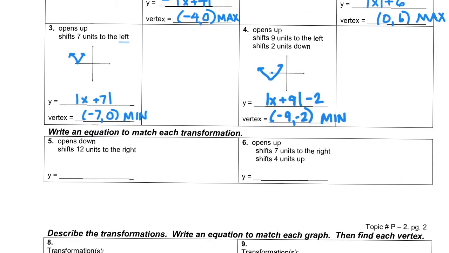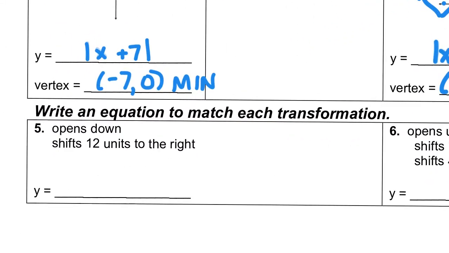Now let's go on to number 5. We're going to write an equation to match each transformation. If it opens down, I know I'm going to have a -a. Then we're going to shift 12 units to the right. Well, this is going to be inside the absolute value, and counterintuitively, it's going to be -12. So since there are 2 transformations, there are 2 things happening.